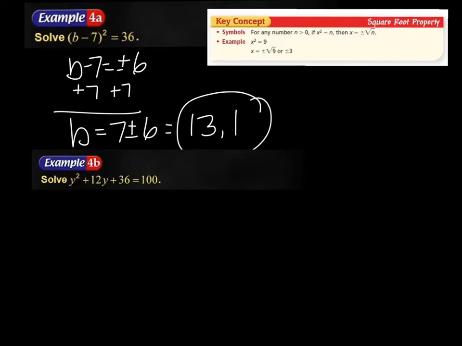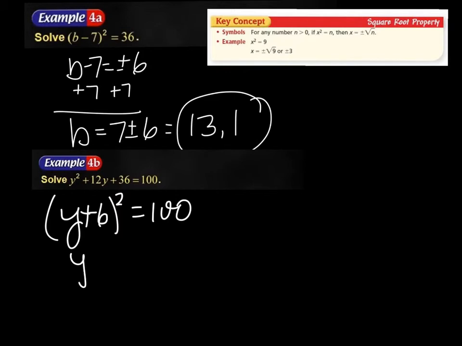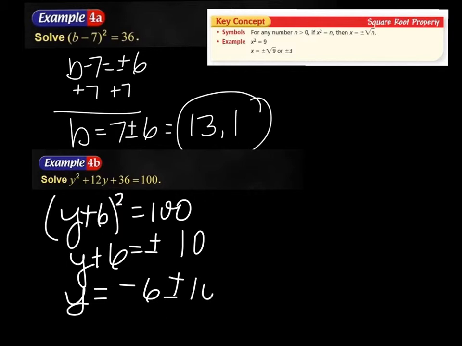Now, they weren't quite so nice. They didn't exactly give us the perfect square, but if they say solve using the square root property, it's a good clue that it is a perfect square. Square root of 36 is 6, square root of y squared is y, and once again, y times 6 times 2 is 12. So what do you know? It is a perfect square, so we can take the square root of both sides. Square root of 100 is 10, and we need the plus or minus. So subtract 6 from both sides, and I have negative 6 plus or minus 10. Negative 6 plus 10 is 4, and negative 6 minus 10 is negative 16.